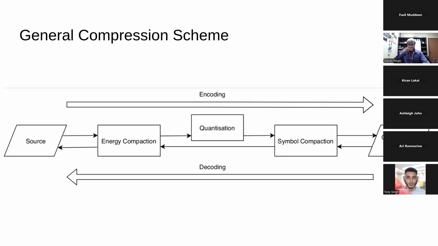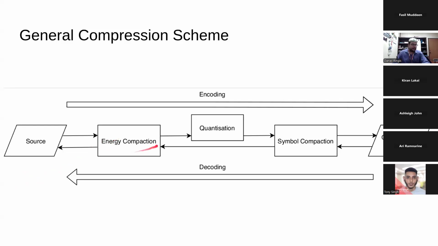And the way this works, in compression we have two directions. We have encoding, going from our source to a compressed bit stream, and decoding, going from a compressed bit stream to some viewable media. Usually that viewable media should be near identical to the source. And there are three steps in between.